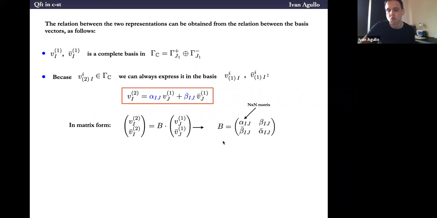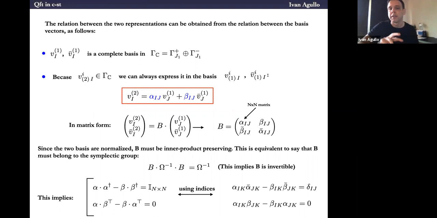And of course, the change of basis must preserve orthogonality, because Florian's basis is orthonormal, and my basis is also orthonormal. So the change of basis has to preserve the orthogonality. But that condition is just a condition about the symplectic character of B. Believe me, that orthogonality is equivalent to saying that the change of basis preserves the symplectic structure, the inverse in this case. And if you write this equation in components, you obtain some conditions on alphas and betas.